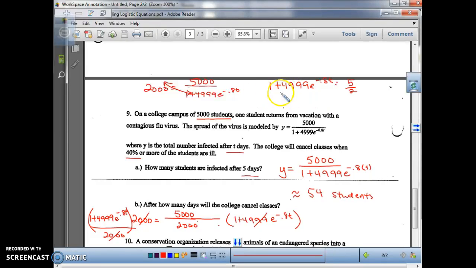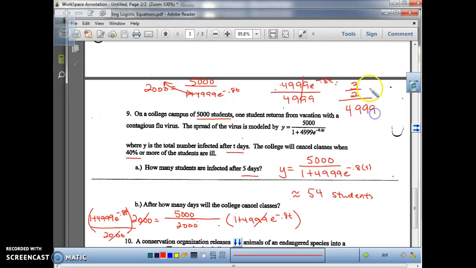Order of operations says this 4,999 is multiplied by e to the power. So you just subtract 1, then you divide by 4,999. So that cancels. Isn't 5 halves minus 2 halves just 3 halves? Yeah. So I have 3 halves divided by what?